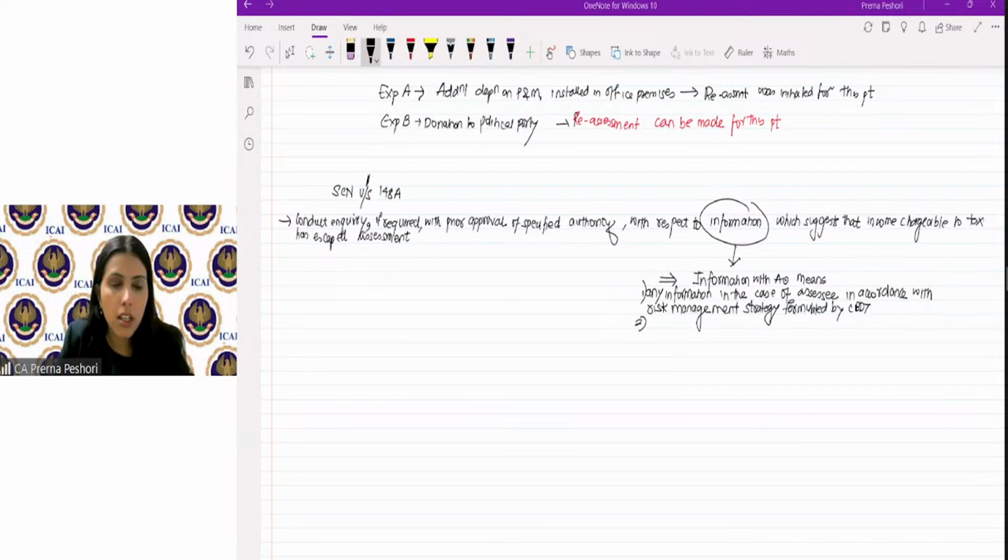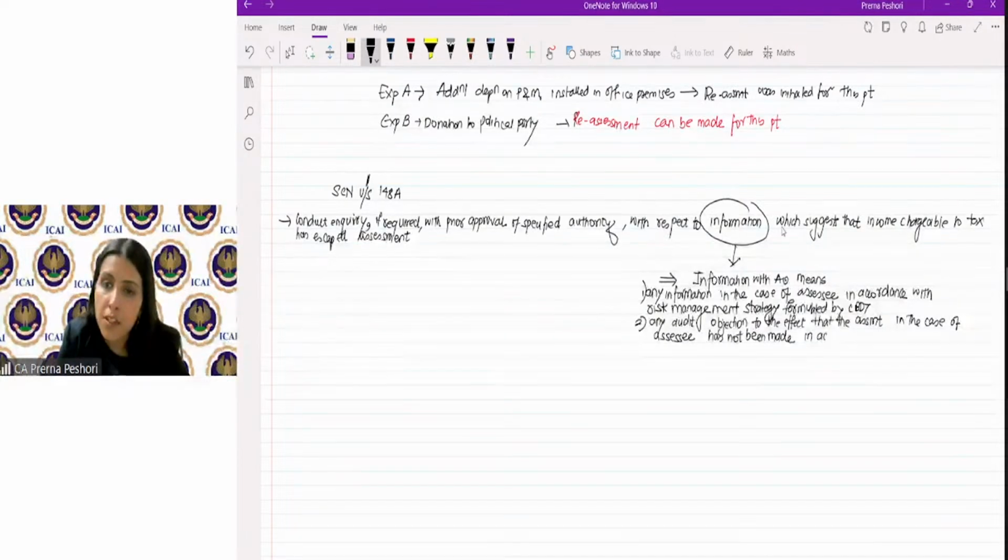Any audit objection to the effect that the assessment in the case of assessee has not been made in accordance with the provisions of this Act.